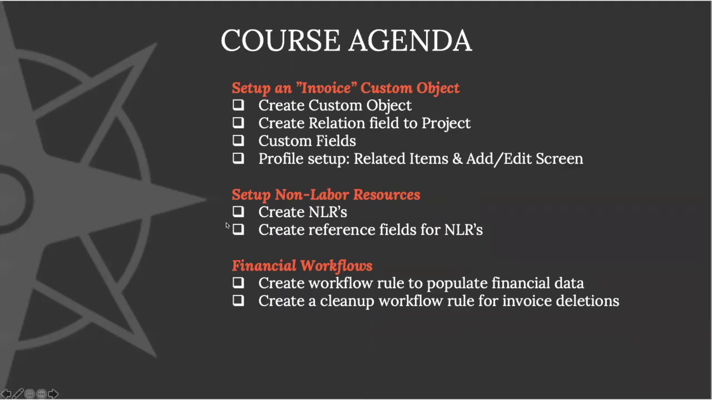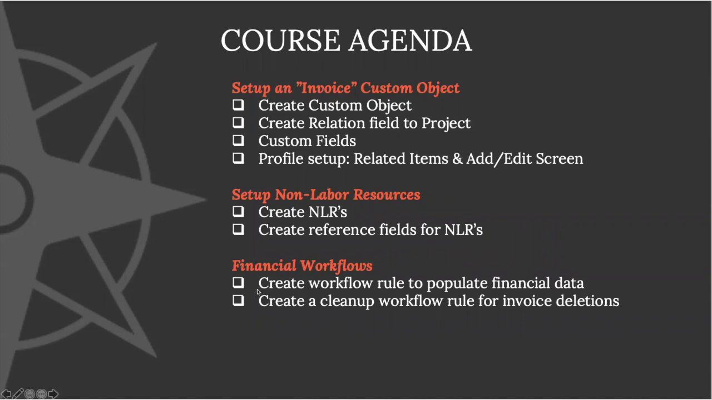We covered a lot of ground in today's video, so let's just do a quick recap. What we did today was we set up an invoice custom object. We created the custom object, created a relation to the project, added some custom fields, and then we updated the profile so that we could see that in related items and our add and edit screens. Then we did a little bit of work to set up some non-labor resources and created some reference fields for your NLRs, kind of an advanced concept for using organizational fields as variables in your workflows.